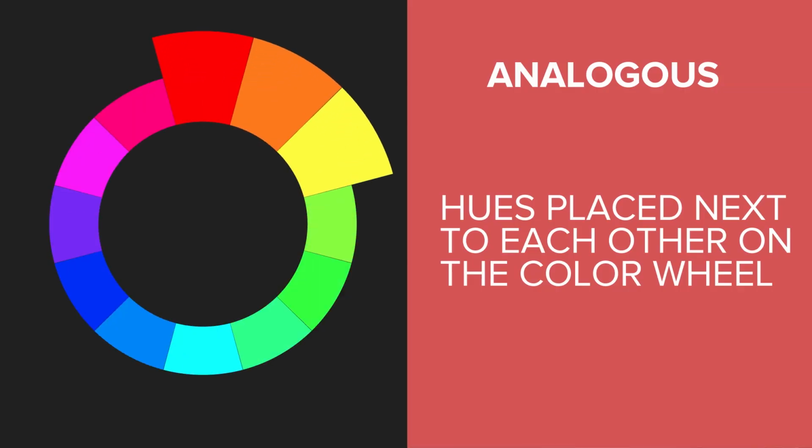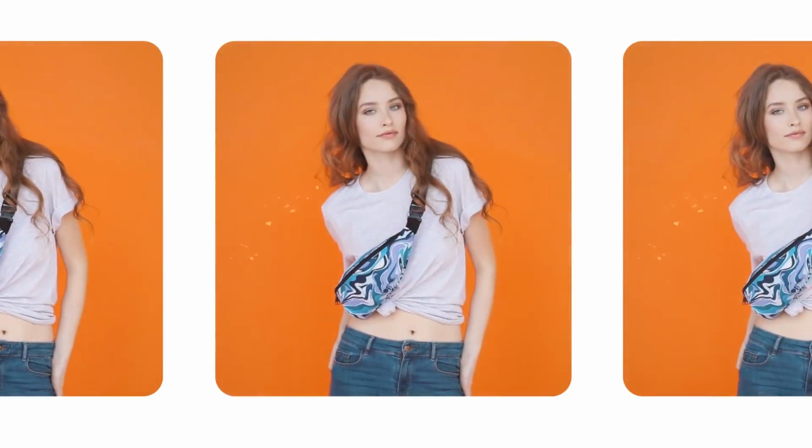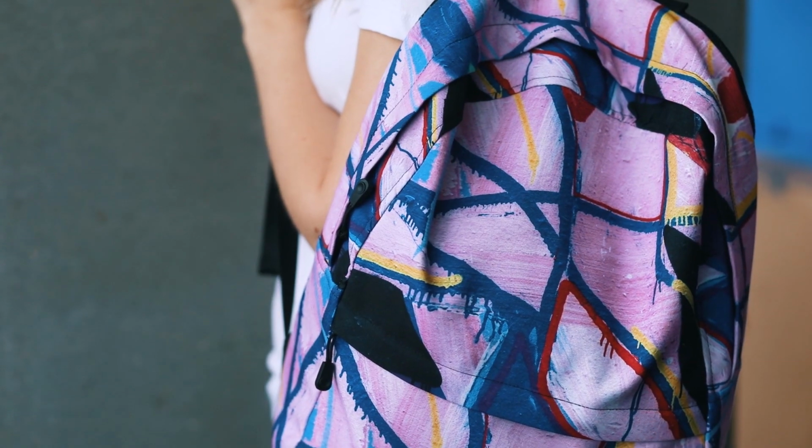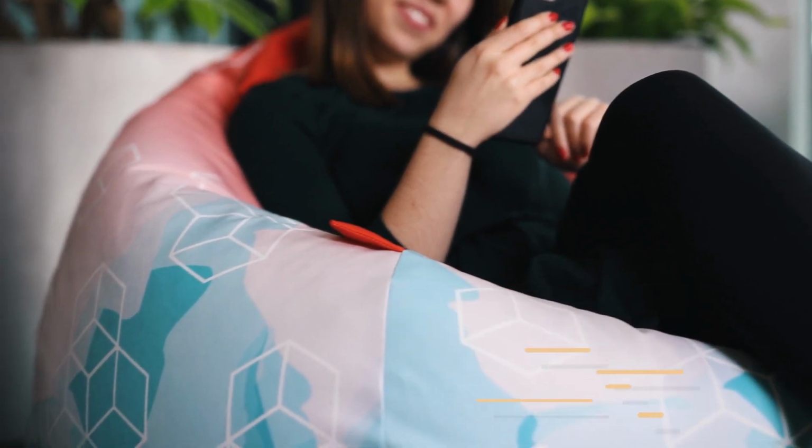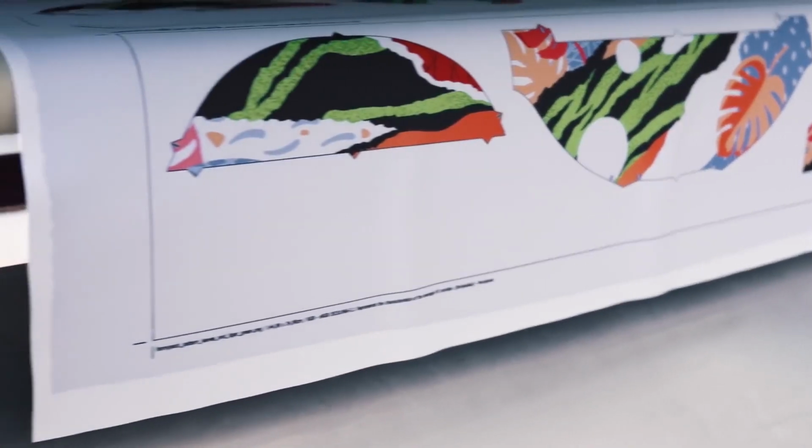Adjacent colors are also called analogous and refer to neighboring hues on the color wheel. On products that are made of thicker fabric like fanny packs, backpacks, and bean bags, designs tend to look darker when printed, and colors that are too close to each other in value can end up blending together. We recommend increasing the contrast for better exposure and avoiding colors that are too close in value.